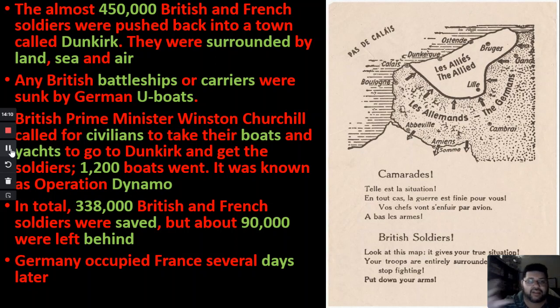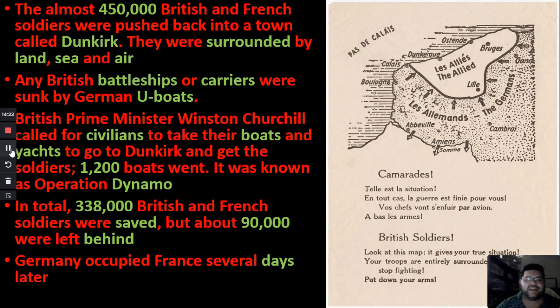Tanks are coming through the land. In the air, the German airplanes are coming through, just dropping bombs and things like that, shooting at people. And in the water, they have submarines, those U-boats, just sitting out there, waiting for battleships to come into Dunkirk to rescue soldiers.